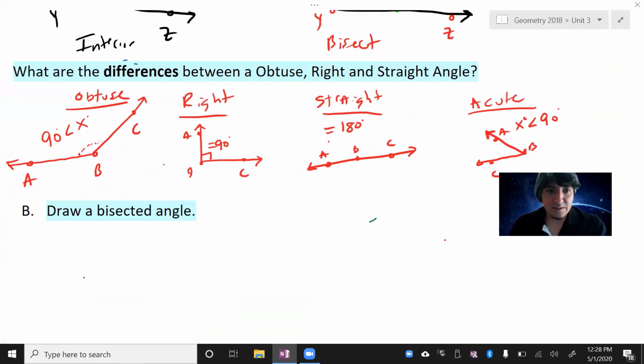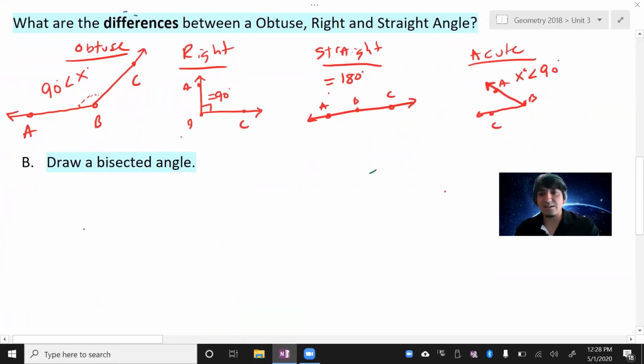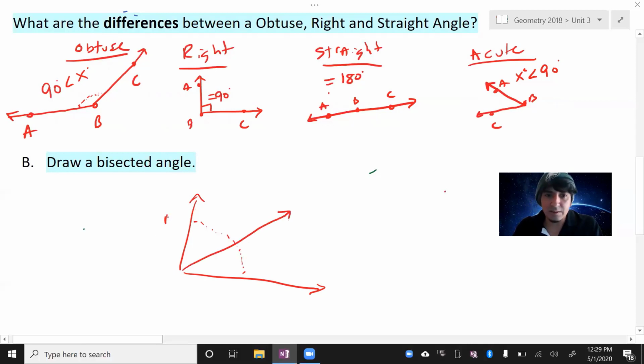Now, next part is draw a bisected angle. So if we're trying to draw a bisected angle for any one of these, what I would recommend is that once you have one, imagine it's like a pizza that you want to share with your brother, so you cut it in half. Obviously you try to make it even for both of us, so I would go point maybe somewhere right there.